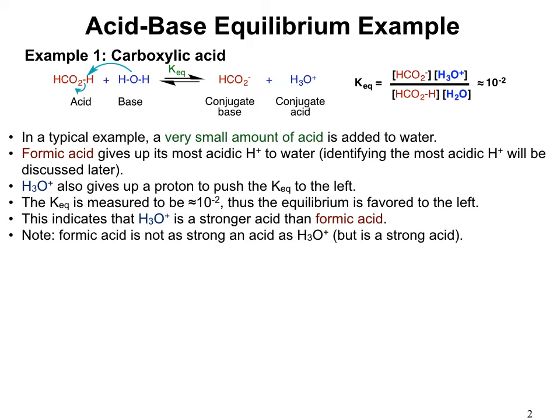So in this case, we have formic acid. It gives up its most acidic proton to water. And we're going to talk later about why the proton that's attached to the oxygen is the one that's given up.